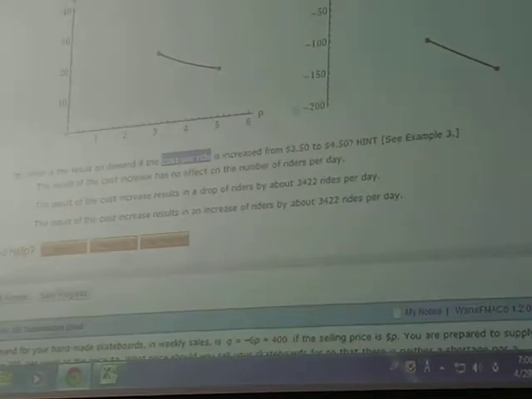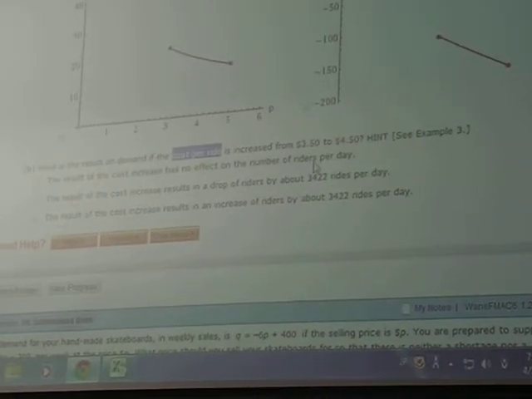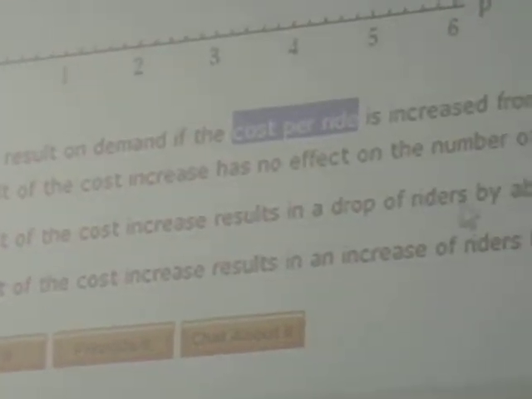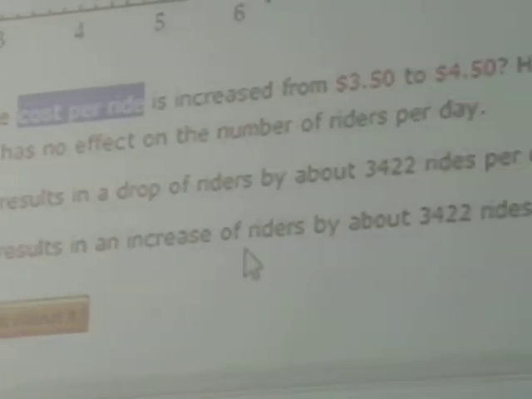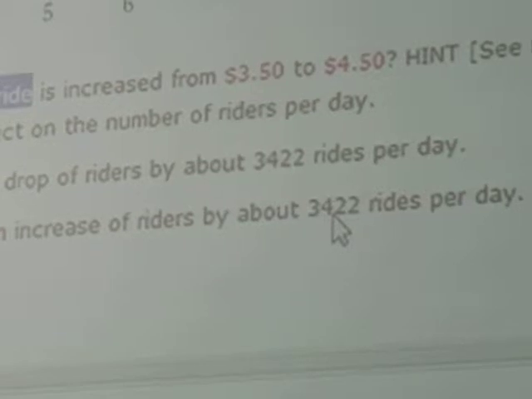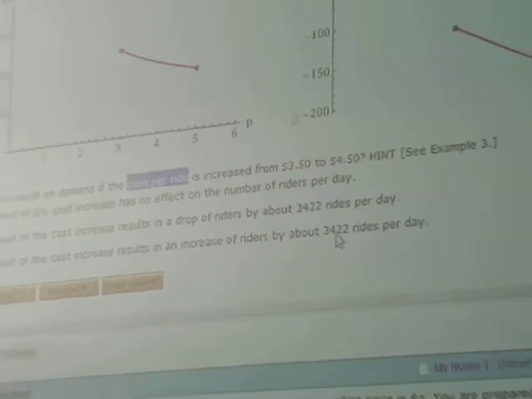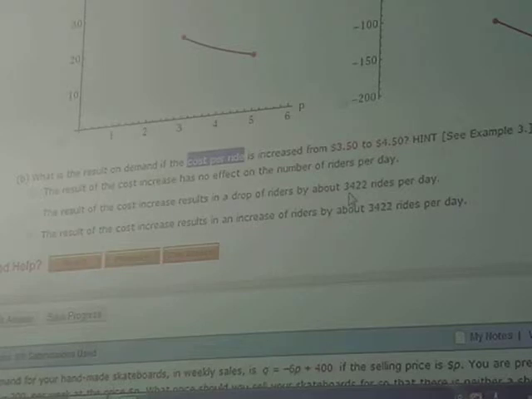Now, let's see their answers. The result of the cost increase has no effect on the number of riders per day. That's one choice. The result of the cost increase results in a drop of riders by about this. The result of the cost increase results in an increase of riders by about this. Without doing any calculations, which answer do you hope it is? The middle one, right? You want it to be a drop. Now maybe we have to actually do a calculation, right? But if it's anything but the middle one, we'll say something's wrong, right?